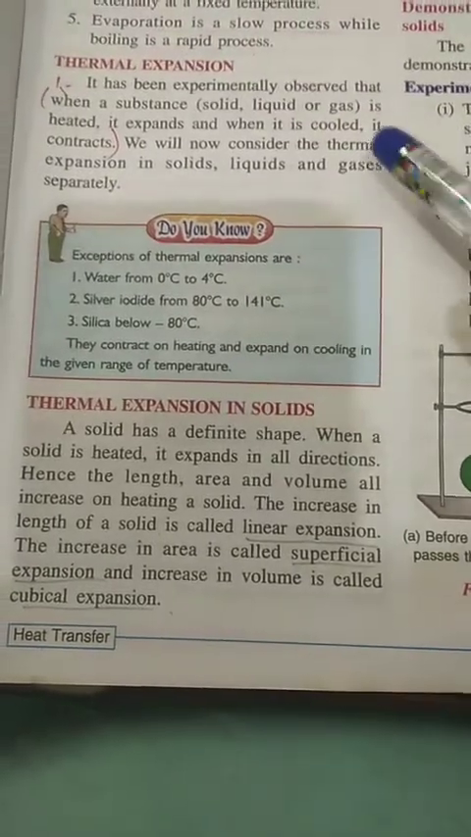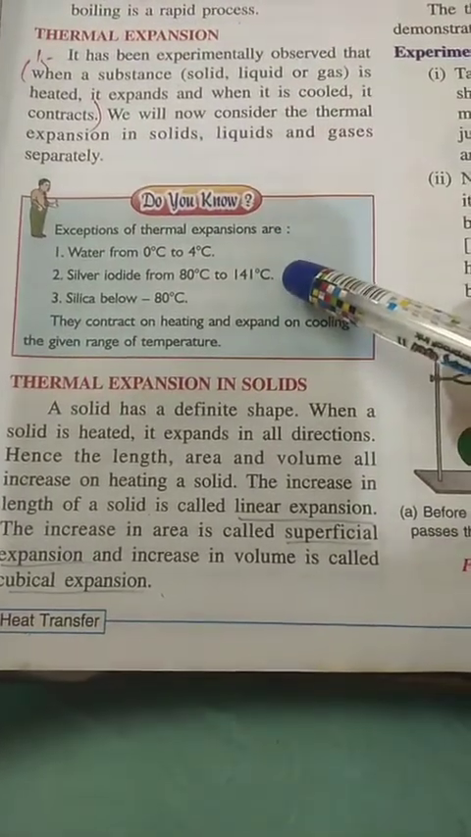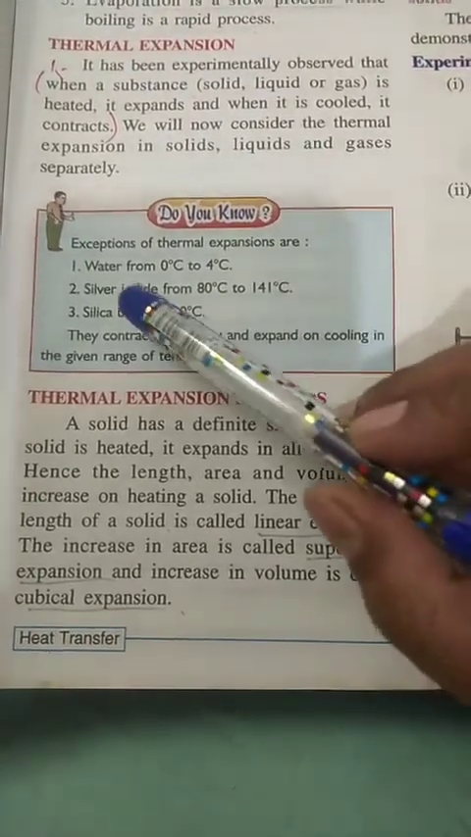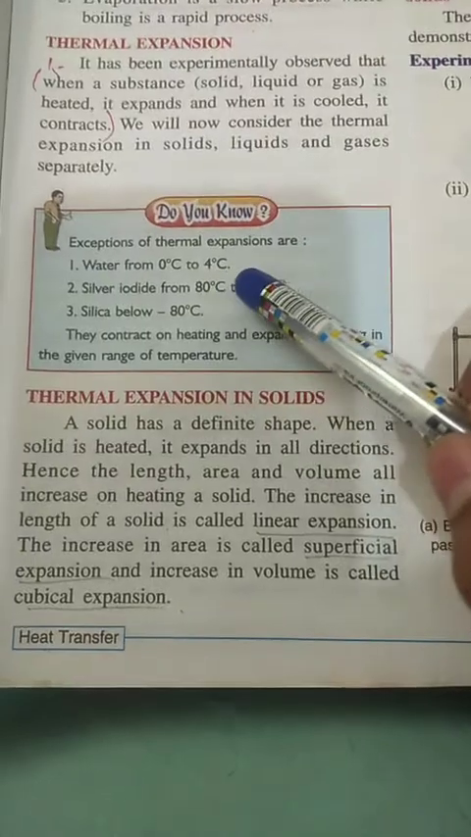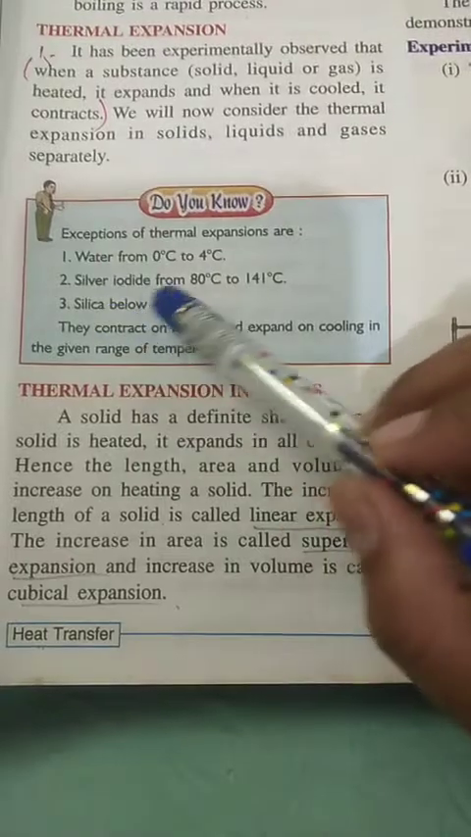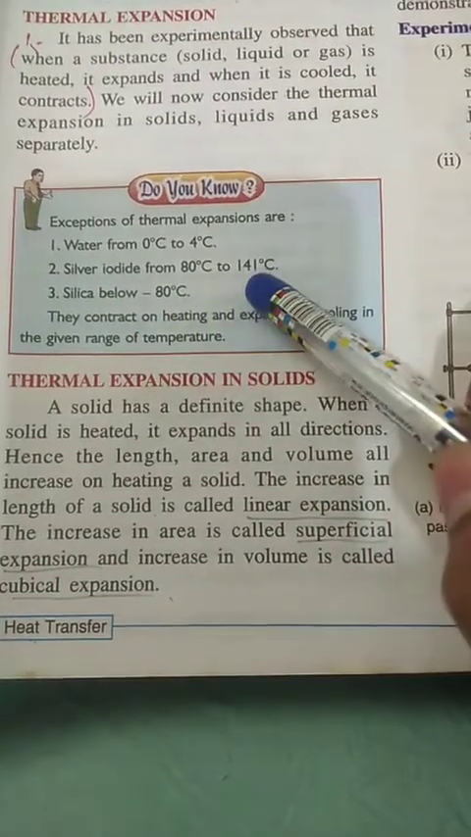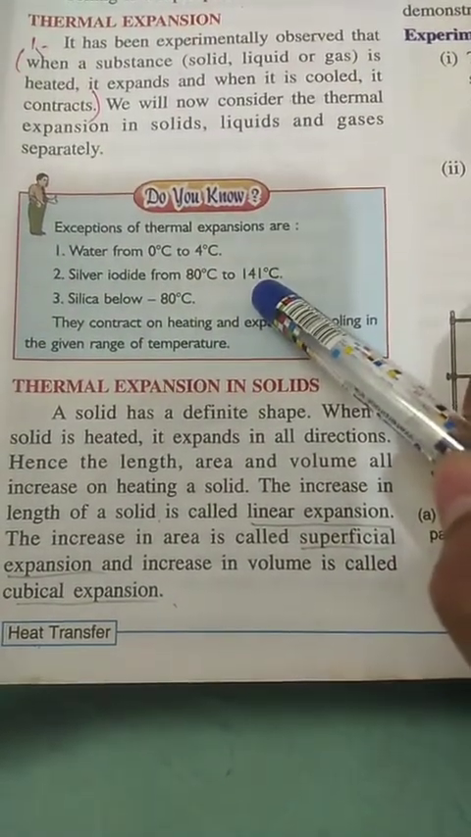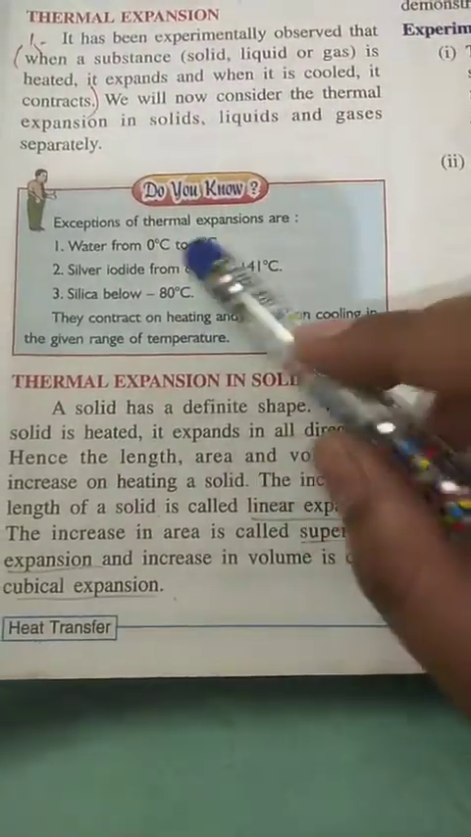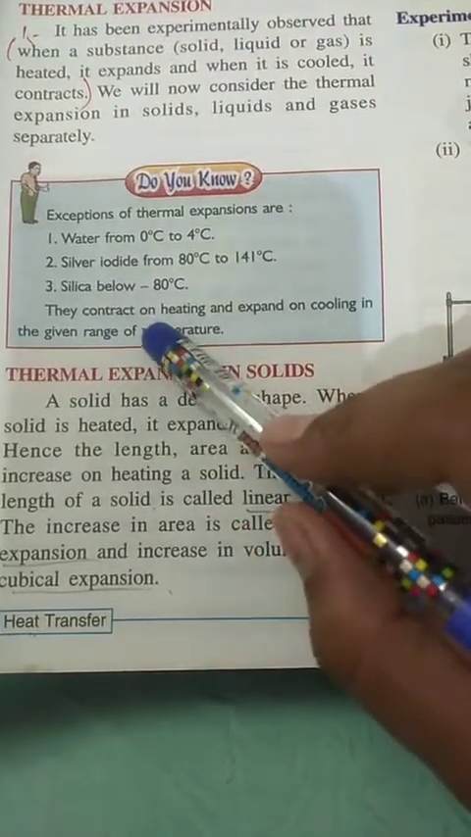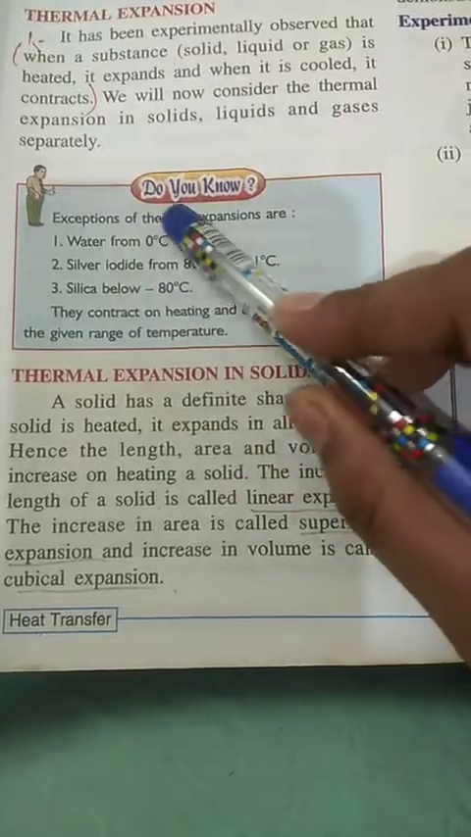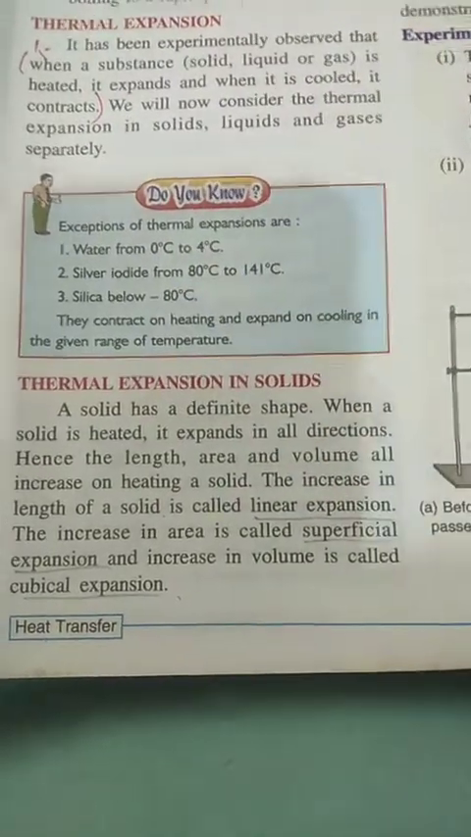Now these are some exceptions to thermal expansion: water from 0 to 4 degrees Celsius, silver iodide from 80 to 141 degrees Celsius, and silica below 80 degrees Celsius. What happens? These are exceptions, and the exception is that they contract on heating and expand on cooling. So these are the exceptions. It can be asked to you in your examination.